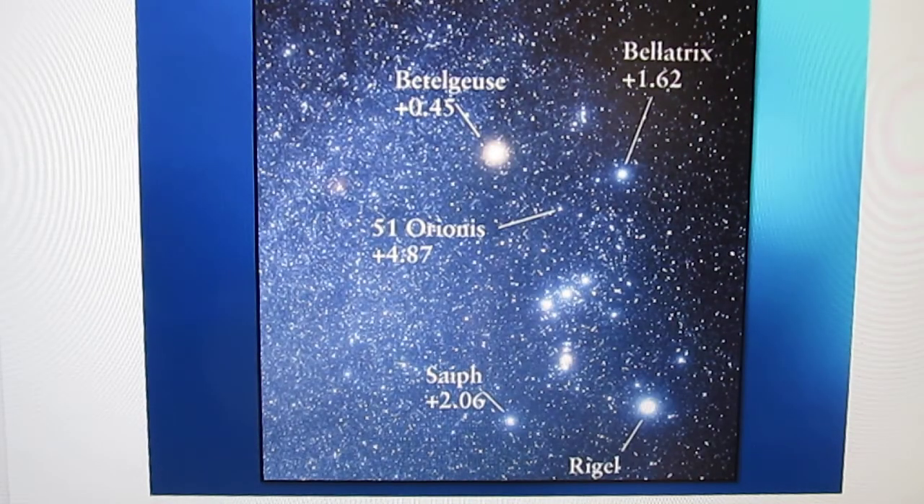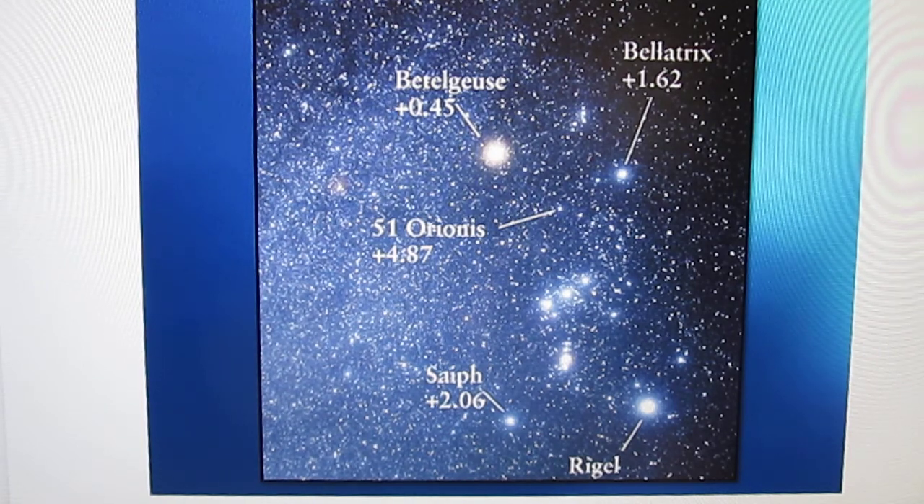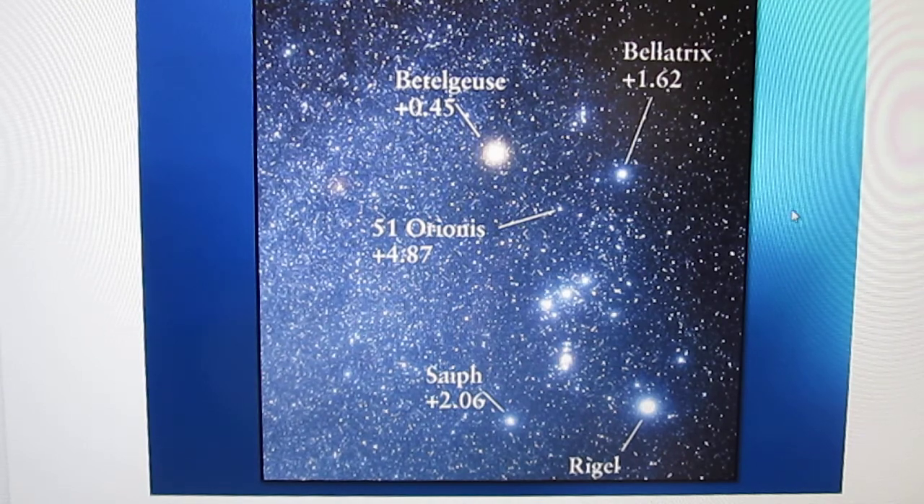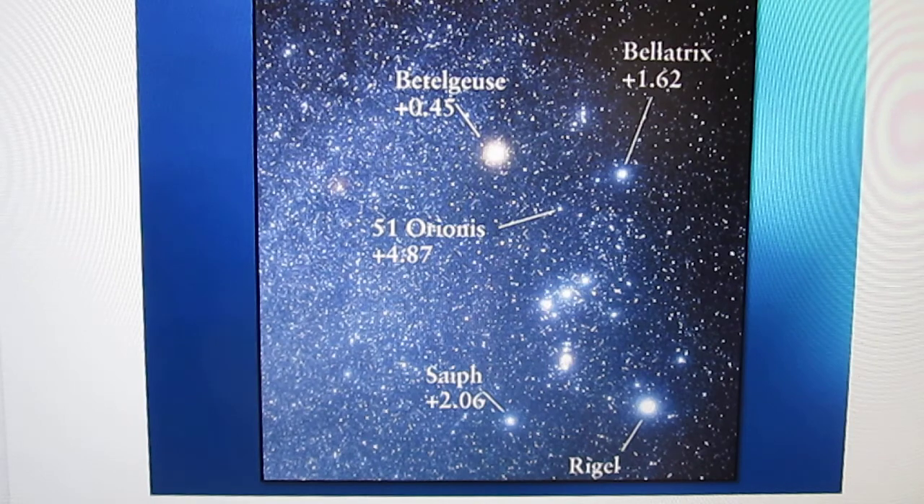In this image, you see several stars in and around the constellation Orion, labeled with their names and apparent magnitudes. You see, safe at the bottom is a +2, and never mind.